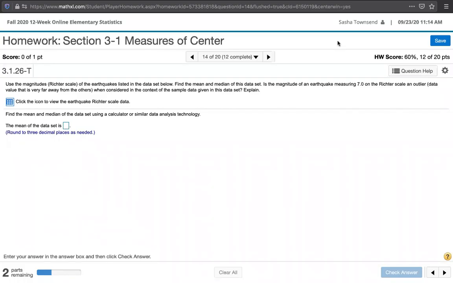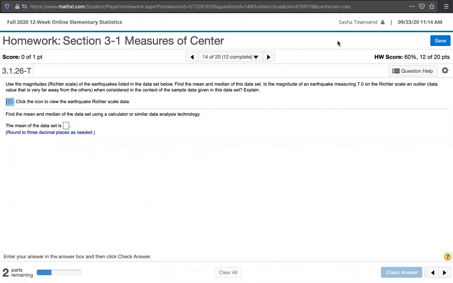In this video, we solve problem 3.1.26-T from the Essentials of Statistics, 6th edition by Mario Triola. We're asked to use the magnitudes, which are given on the Richter scale, of the earthquakes listed in the data set below. We're asked to find the mean and median of this data set.